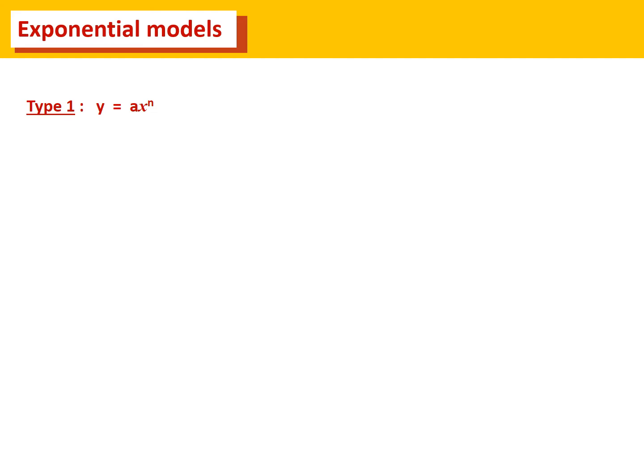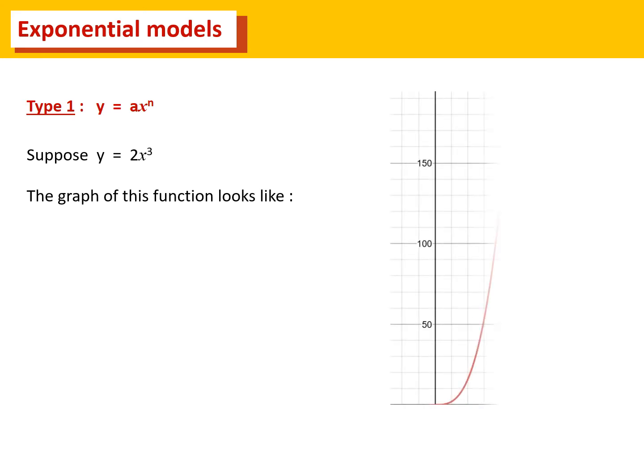So, first of all, type 1, y equals ax to the n. Y is a variable and x is a variable. Y is actually depending on whatever x is. A and n are just constants, and we're trying to find what those constants are. Now, we're going to start with a simple example of y equals 2x cubed, so obviously we know what a and n are, but I'm just using this as an example to show you the structure of what we're going to do. The graph of the function y equals 2x cubed looks like that.